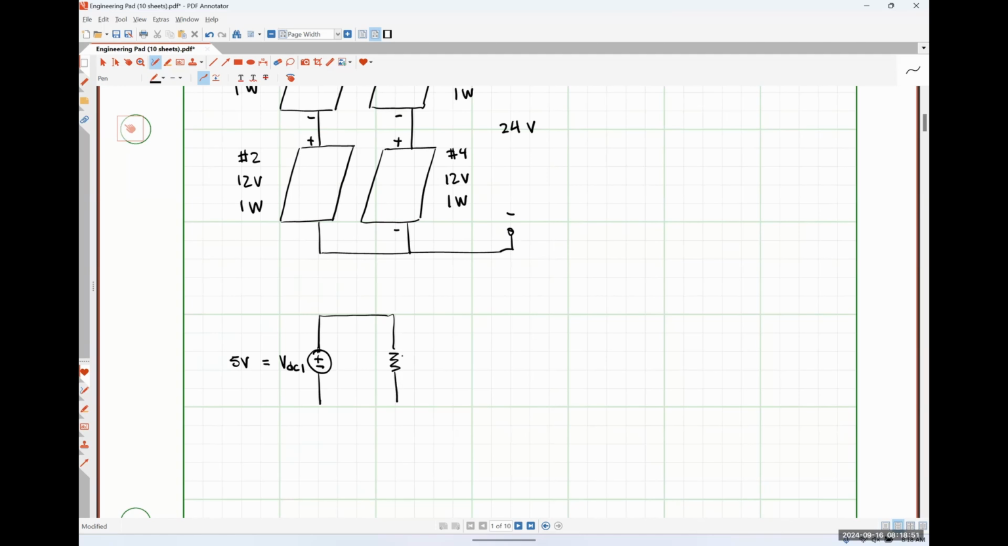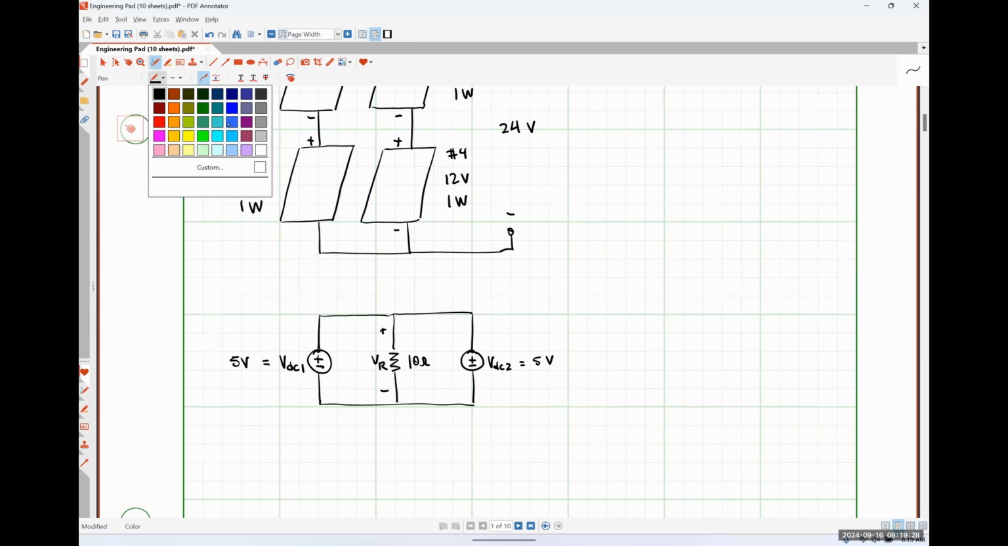Then we have some resistance here. Let's just call it a 10 ohm resistor. And on the opposite side, I'm going to have a second DC voltage source. And let's call this 5 volts as well. So in this simple system, we have two 5-volt sources and a 10 ohm resistor connected in parallel. And I'm going to define the voltage drop across my 10 ohm resistor as VR.